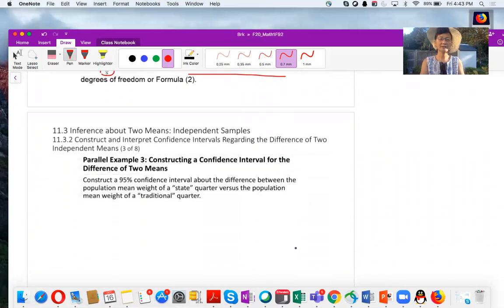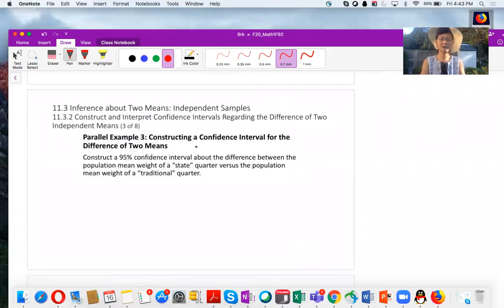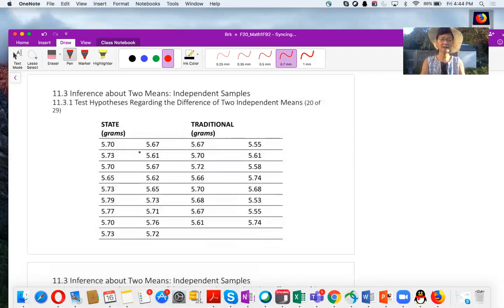Next, let's take a look at an example. Construct a confidence interval for the difference of two means. The question asks you to construct a 95% confidence interval about the difference between the population mean weight of state quota versus the population mean weight of a traditional quota. Okay, the data is here: state quota, traditional quota. Remember, those samples are independent samples.